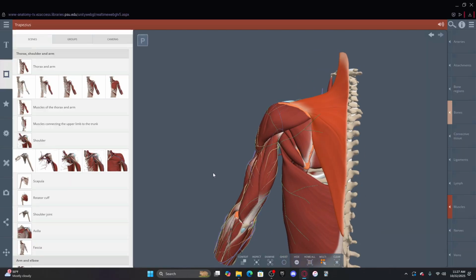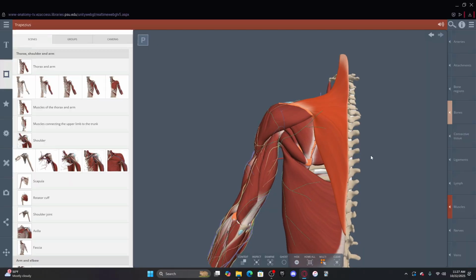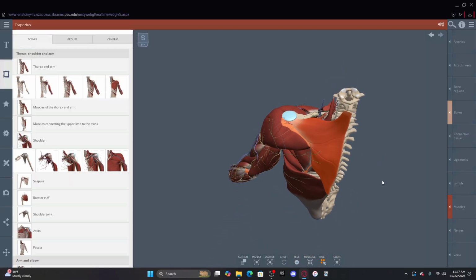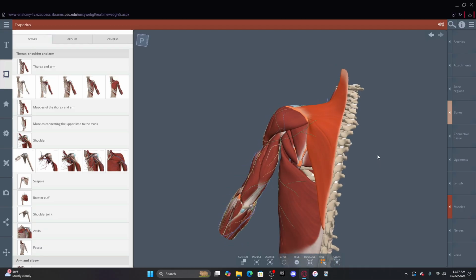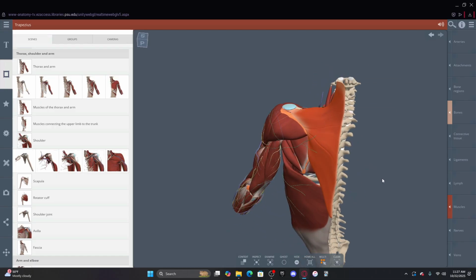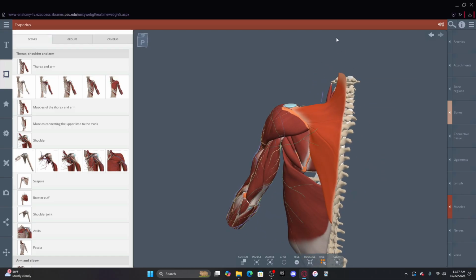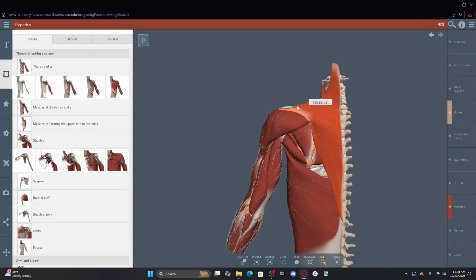So trapezius goes from the vertebra and the skull, and then distally attaches to the clavicle and the scapular spine. It would attach here to the occipital bone, but it can't be seen in this view because we're only looking at the shoulder for the most part.